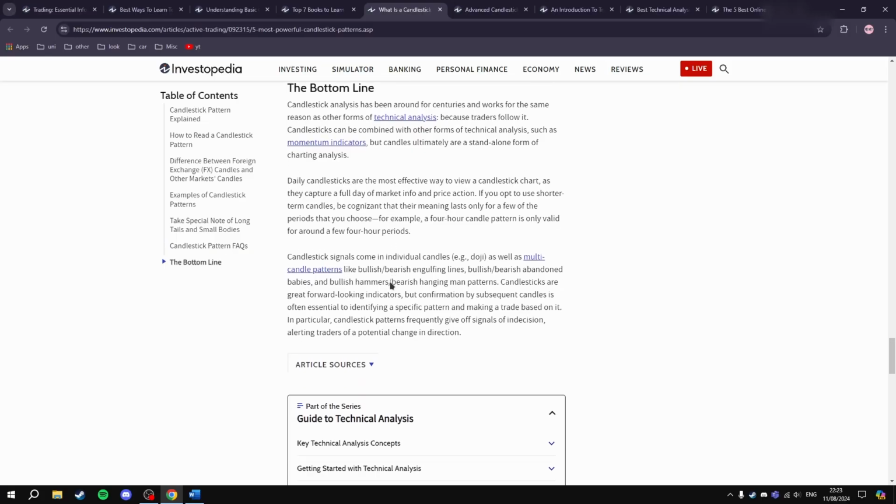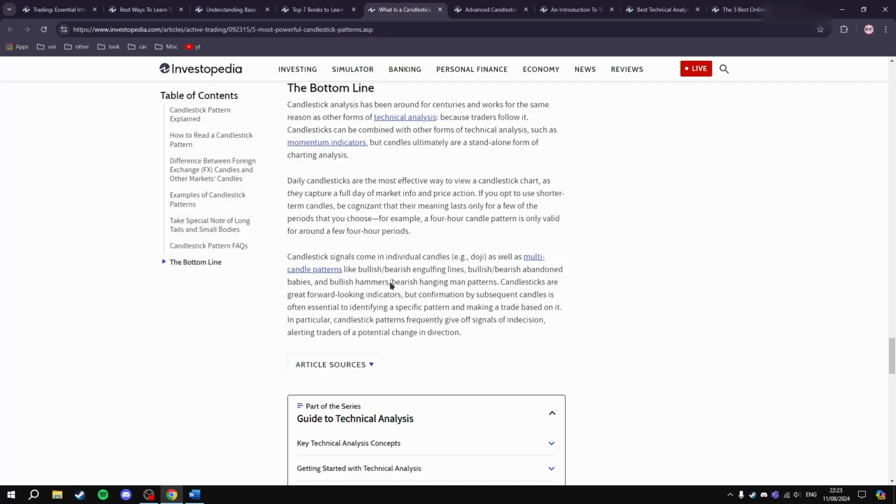Bottom line, candlestick analysis has been around for centuries and worked for the same reason as other forms of technical analysis, because traders follow it. Candlesticks can be combined with other forms of technical analysis such as momentum indicators, but candles ultimately are a standalone form of charting analysis. Daily candlesticks are the most effective way to view a candlestick chart as they capture a full day of market info and price action. If you opt to use the shorter term candles, be cognizant that their meaning lasts for only a few of the periods that you use. For example, a 4-hour candle pattern is only valid for around 4-hour periods.